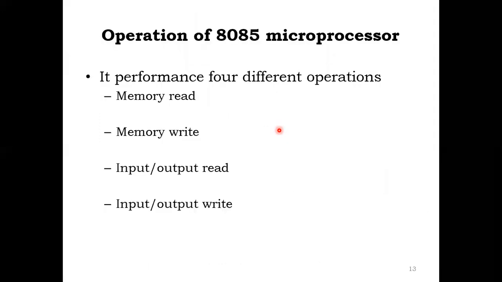So, the operation of 8085. It performs 4 different operations: memory read, memory write, input output read, and input output write. If you are going to access memory, like program memory or data memory, we need to use memory read and write. If you are accessing an external device like a stepper motor, switch, or LED, we need to use input output read and input output write.